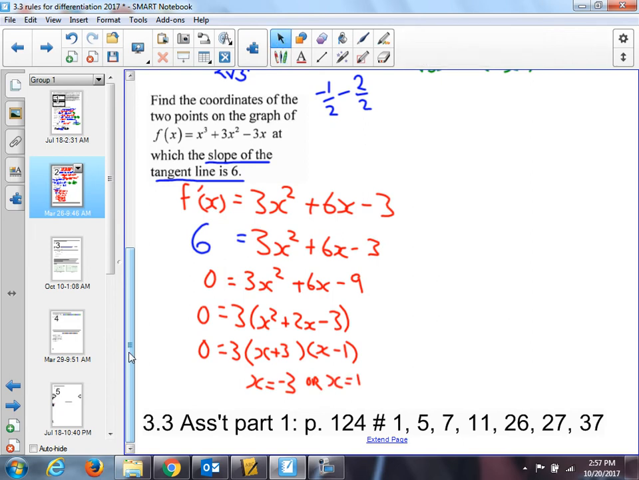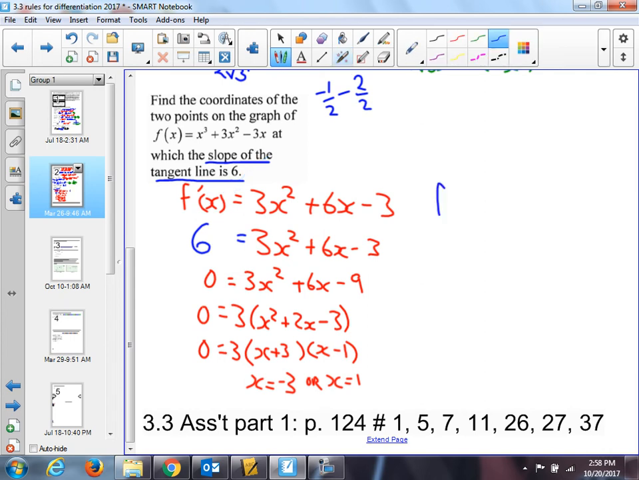Then you take a look. Does this answer my question directly? Almost. Coordinates, you have to put it back in there. Which do I put it back into, the f prime or the f? The f, because all f prime is describing is the slope of the tangent line at those points. If you put negative 3 or 1 into this equation, you'll get 6. At least we hope we would. So all we need to do now is find the coordinates.